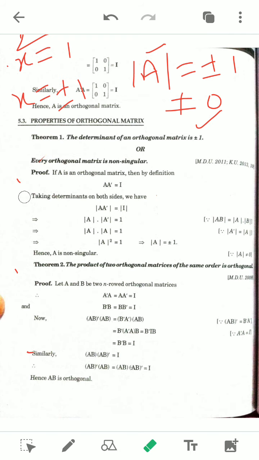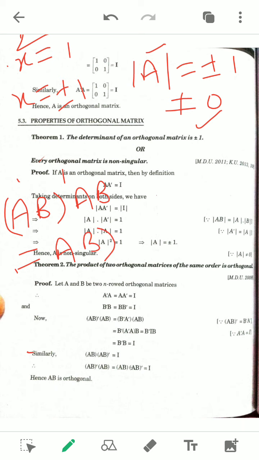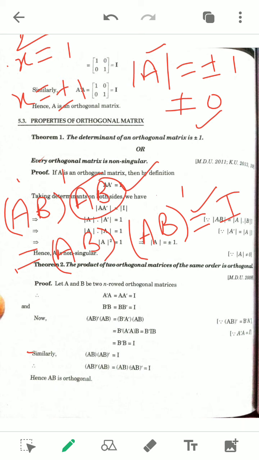So again we just follow the definition of orthogonal matrix. If we can show that AB transpose AB equals AB into AB transpose equals identity, then we can say that this product AB is also orthogonal. You can take either this one or this one. The other part we will write similarly.